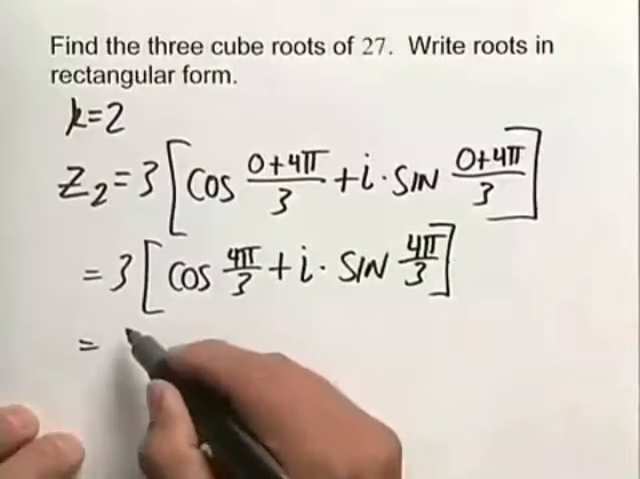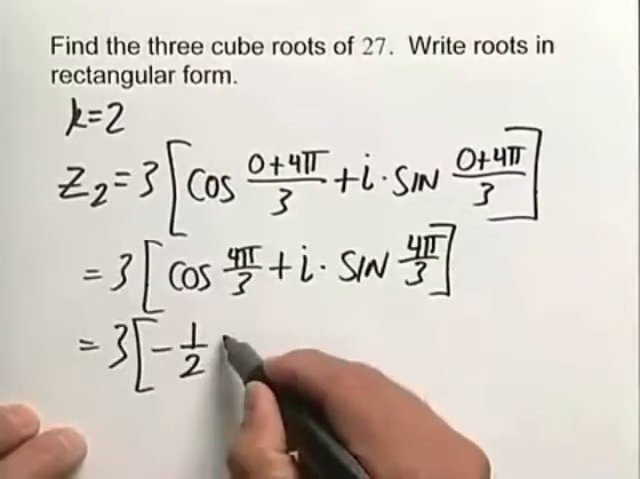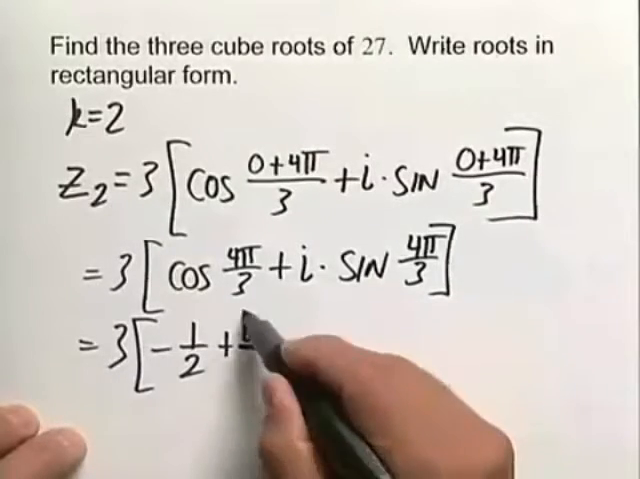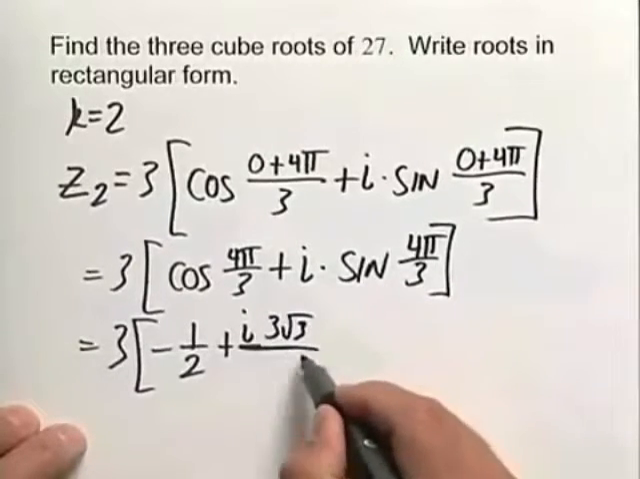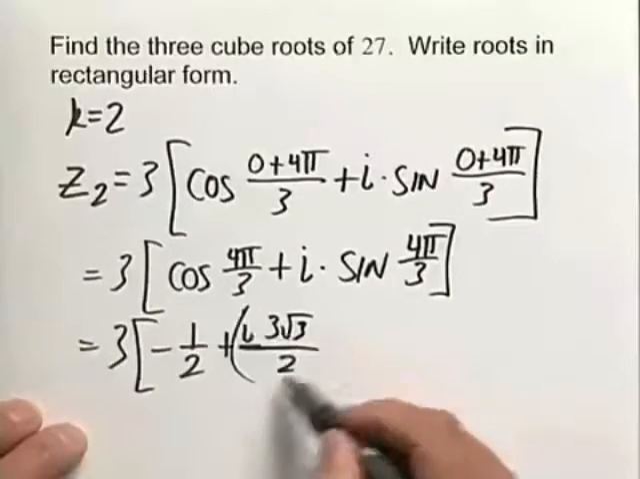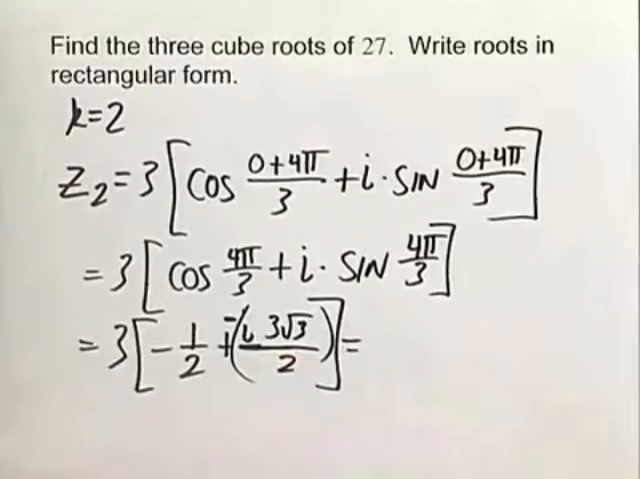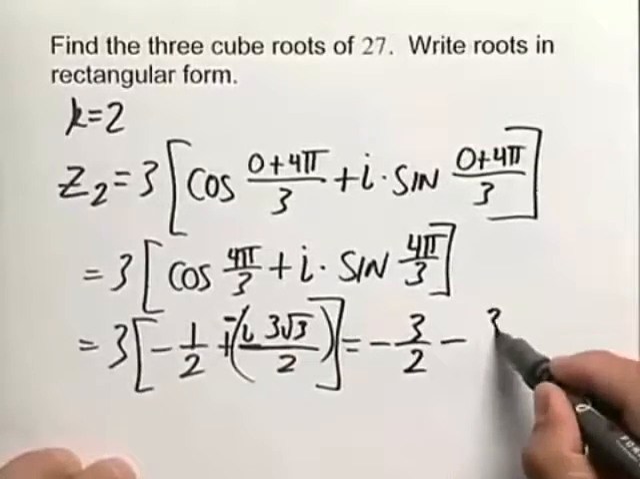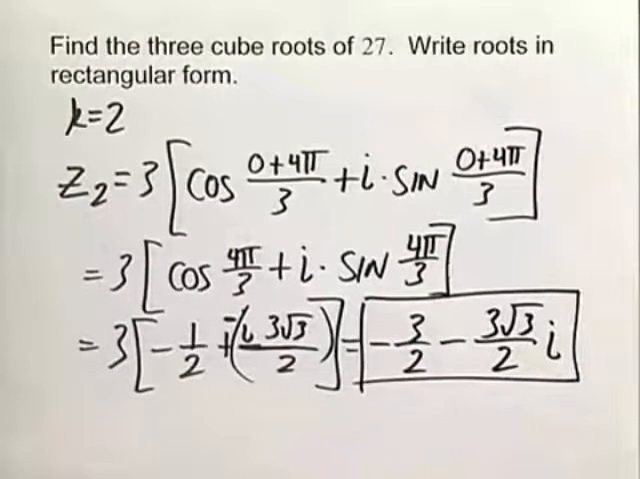Using what we know about trig, we're going to come up with the following values. It'll be 3 times negative 1/2 plus i. In this case, when we're looking at the second one, we have 3 square roots of 3 all over 2, but that has to be negative. So I'm going to write this with a negative out in front. So let's put this all together. We end up with negative 3/2 minus 3 root 3 all over 2 times i. So we've done it. We found the 3 cube roots of 27 using de Moivre's theorem.